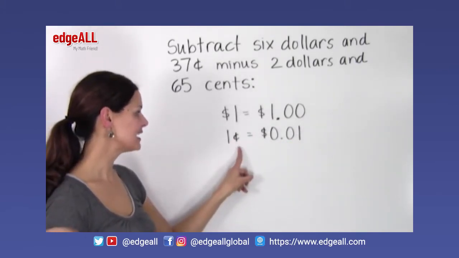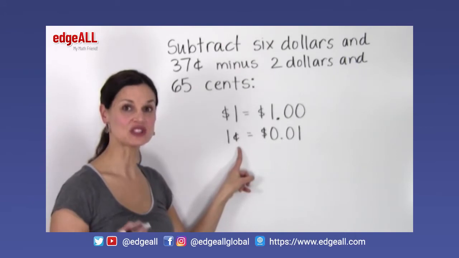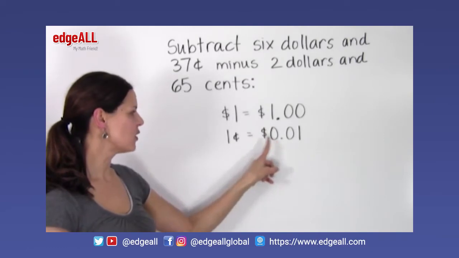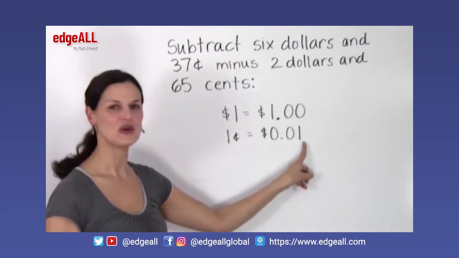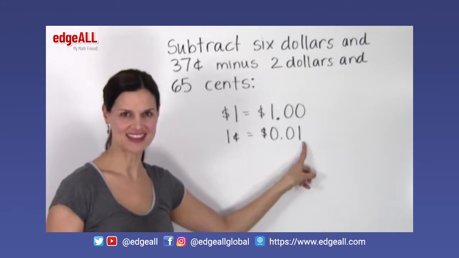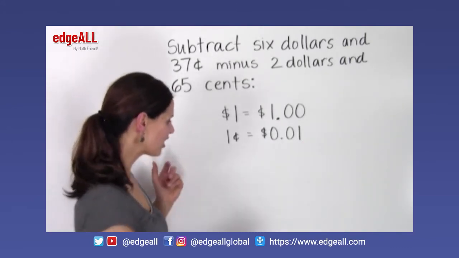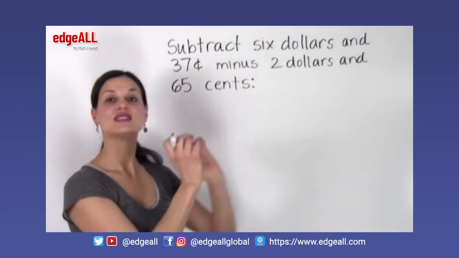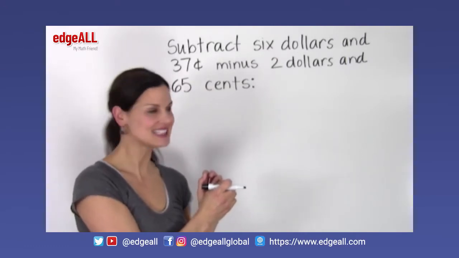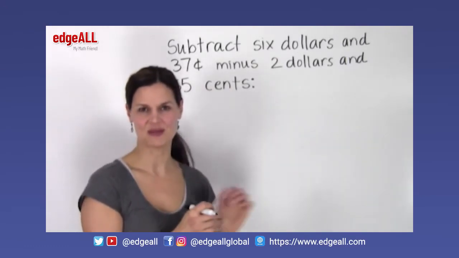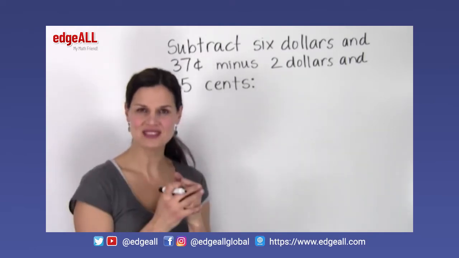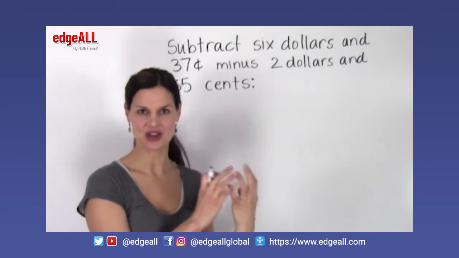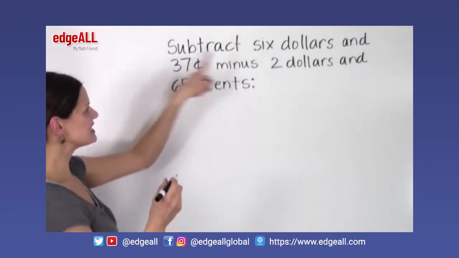1 cent, since 1 cent is equal to 1/100th of a dollar, 1 cent equals 0.01, which denotes 1/100th dollars. So in our case of this problem, instead of writing $6 totally separate from the 37 cents and $2 separate from the 65 cents, we can bring them together and write them as a decimal with whole dollar amounts and hundredths for the cents.